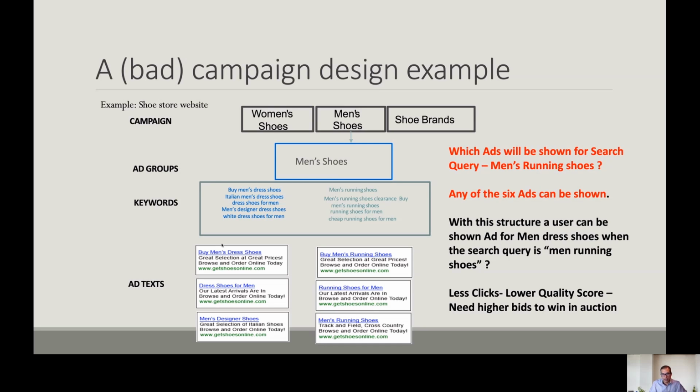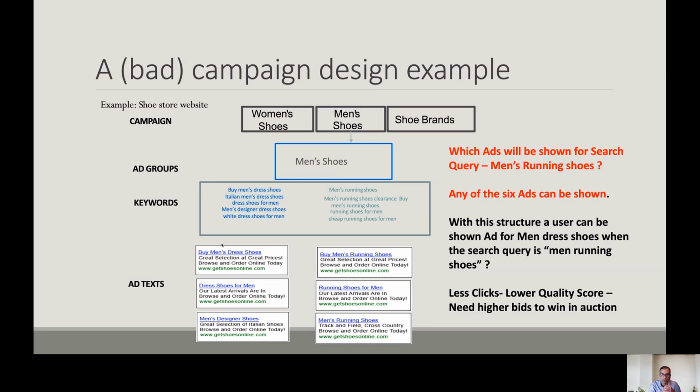Now, Google is not checking which of the ads associated in this ad group actually goes better with that particular keyword. In Google's eyes, the way that you are supposed to have designed the campaign is that any of those 6 ads can be potentially relevant to any of the search queries or any of the keywords inside that particular ad group, right? So when a search query matches up with any of those keywords, any of the ads can be shown.